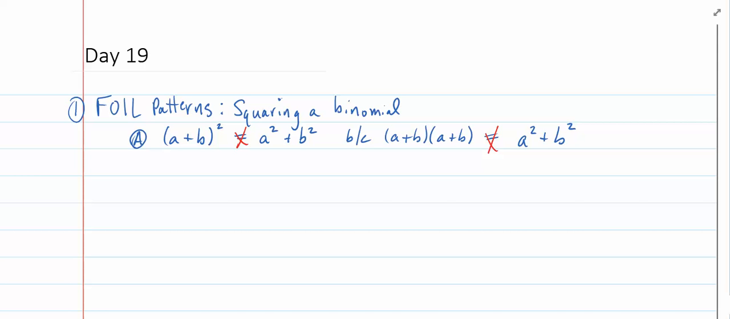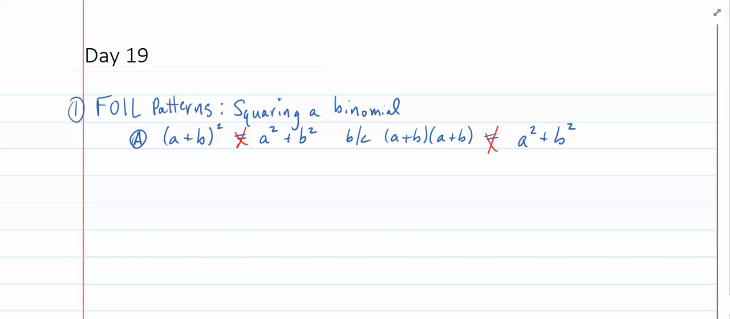On Friday, after the quiz, we discussed some simple foiling patterns that start to arrive when we multiply different pairs of binomials. We started off by discussing what happens when you square a binomial. Remember that when you square a binomial, that means you start with a binomial, a plus b or a minus b, and then square it or raise it to a second power.